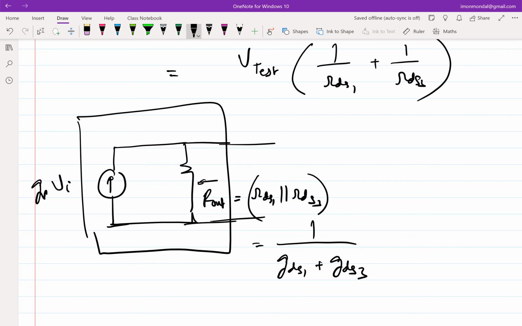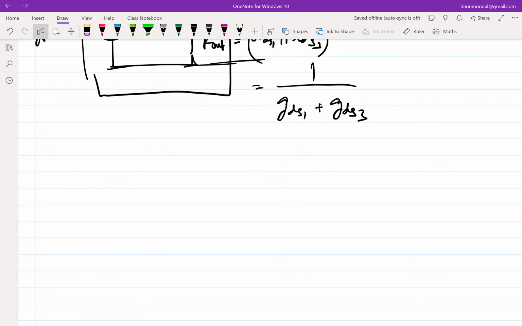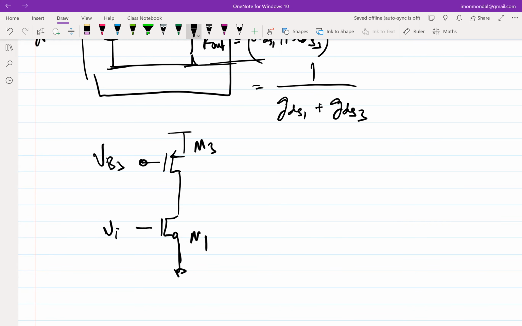Okay, so this behaves almost as if you have this case, right? You have GM times VI here. This is M1, this is M3, and this is biased with some magic voltage VB3. So here, your V0 over VI will be minus GM1 by GDS1 plus GDS3, right?